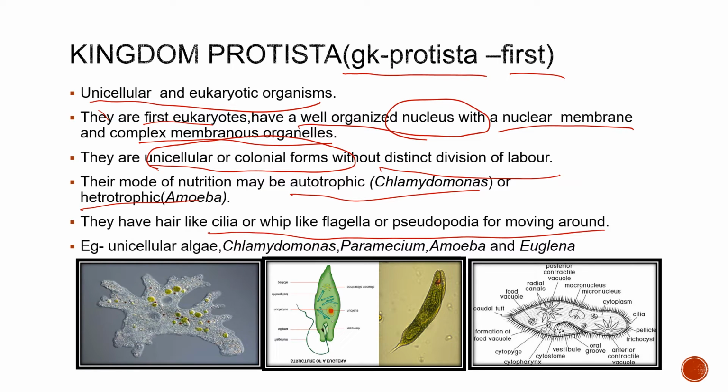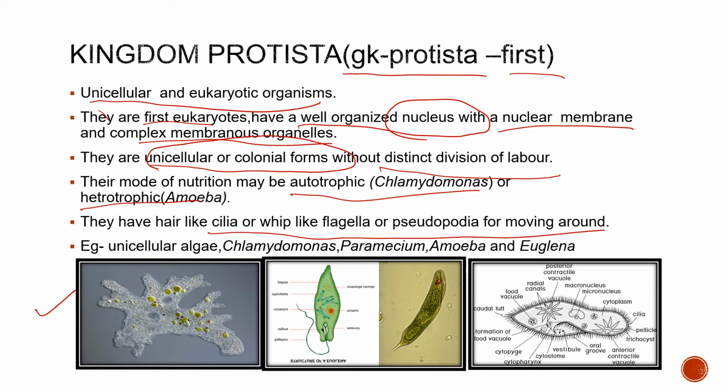So in the previous slide, if you remember, in monera, they had flagella, but they didn't have any cilia. Here the organisms belonging to this protista group have flagella, they have cilia, and they can also move around with the help of pseudopodia. So we have taken three main examples of this protista group.